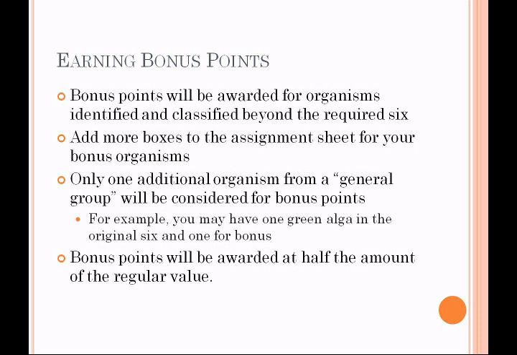If you'd like to earn bonus points, you can do this by looking at more organisms than 6 in lab, and of course remember that they have to be in different general groups. You can add more boxes to the assignment sheet for your bonus organisms by clicking on Tab when you position your cursor over the right box. Only one additional organism from a general group will be considered for bonus points. For example, you may have one green alga in the original 6, and then you can put another green alga that you identified in your bonus columns. Bonus points will be awarded at half the amount of the regular value of the points.